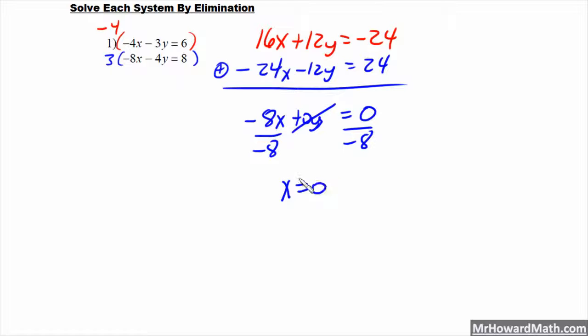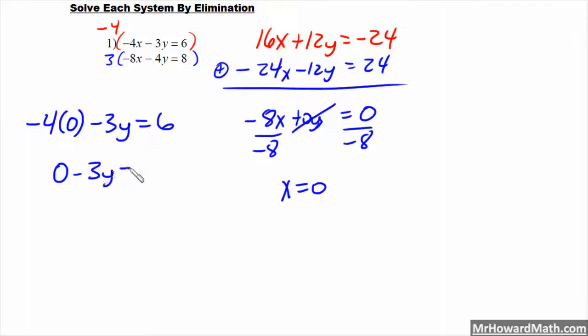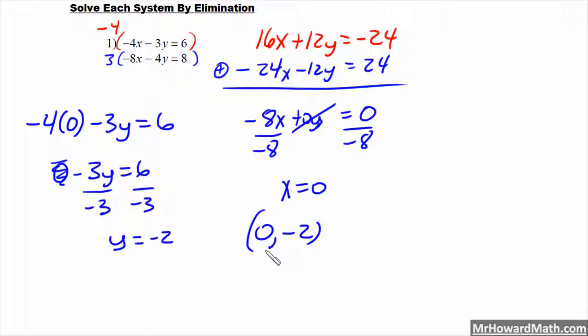And then I could come in here and plug into either equation. I'm going to plug in an x value of 0 in that top equation to get the y now. So negative 4 times 0 is 0. Minus 3y equals 6, so I can just get rid of that. So negative 3y equals 6, divide by negative 3, and I get y equals negative 2. So the ordered pair is 0, negative 2. That's our solution. Same thing we got the first time, but I wanted you to see that sometimes you have to multiply both equations by a number. It's not always the case where you can multiply only one.